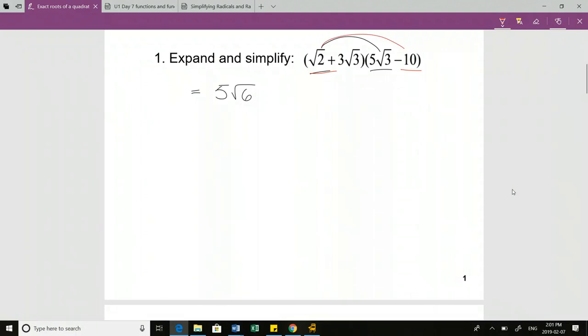When I do a radical times a regular number, what happens with that? How do we put that together? What happens when I do like 2 times x? What do I do with that? Elise? It becomes 2x. So what happens when I do root 2 times negative 10? Perfect. Negative 10 root 2.